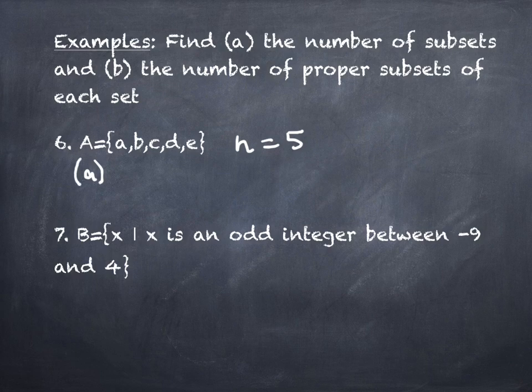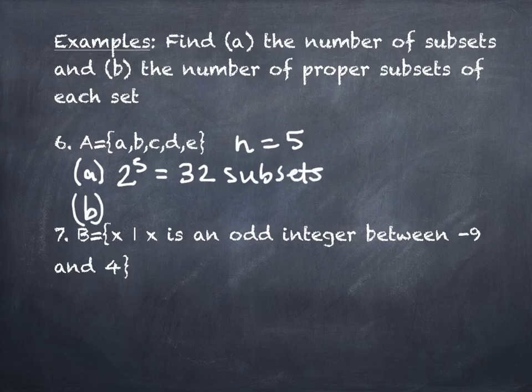So how do I do that? 2 to the power of 5. Does anybody know what 2 to the power of 5 is? It's 32. And if you don't, you grab a calculator and it will tell you, right? So there are 32 subsets. Once I find the number of subsets, do I really need the formula per se anymore? Not really. How many proper subsets are there then? 31. Just take one off.